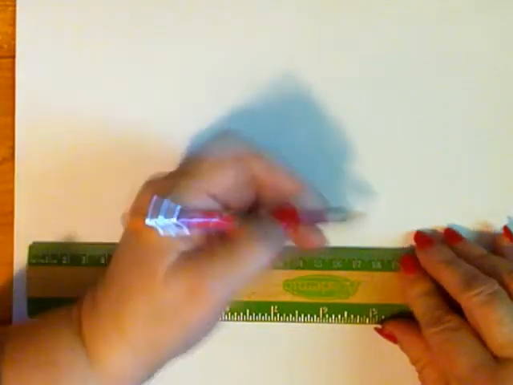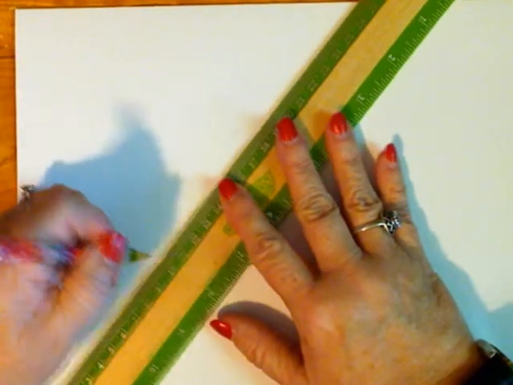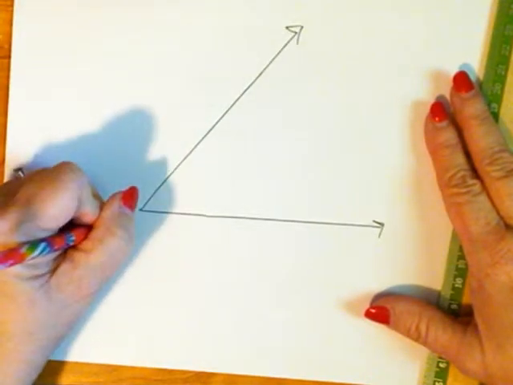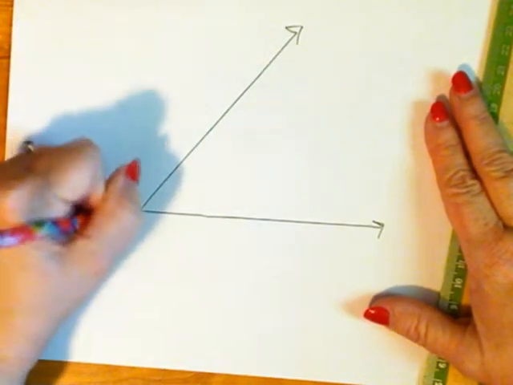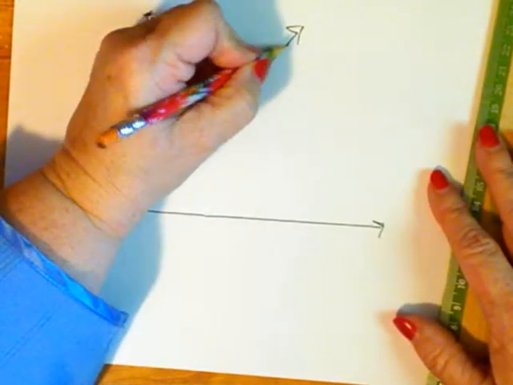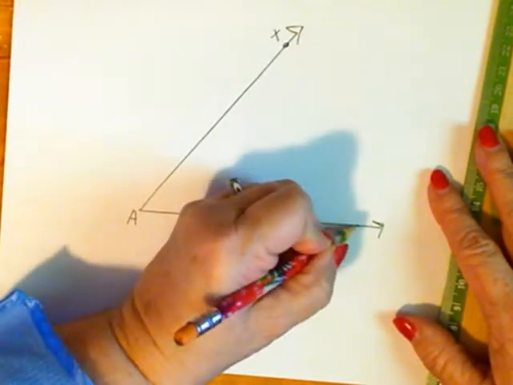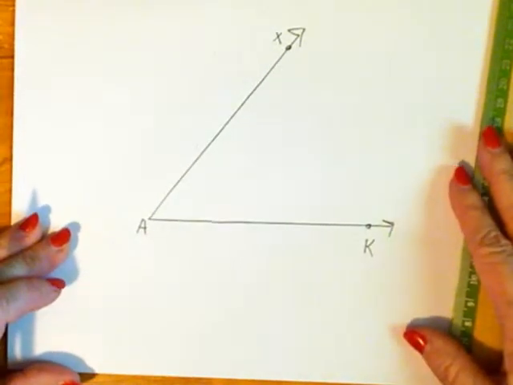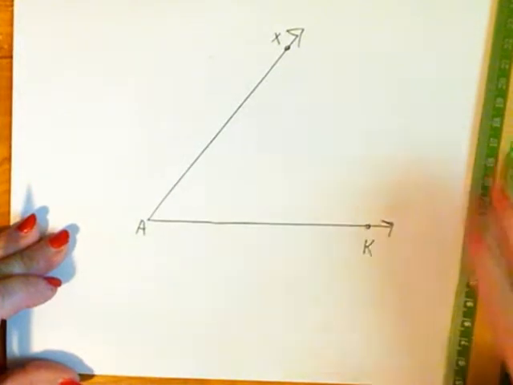Okay, now let's do a bisector. Alright, so what I'm going to do is I'm going to draw an angle and I'm going to bisect it. Okay, so I'm going to call this angle XAK. And I want to bisect angle XAK so that I have two congruent angles.